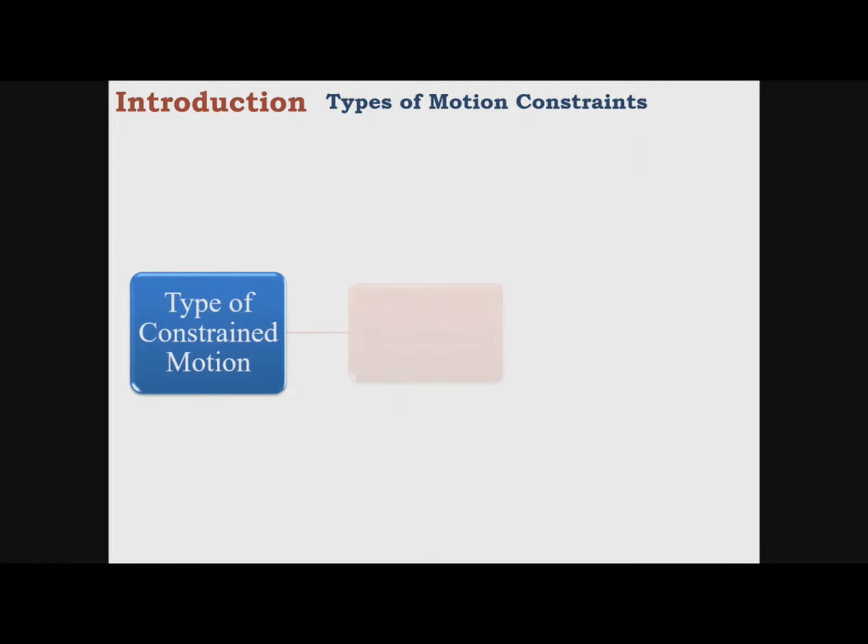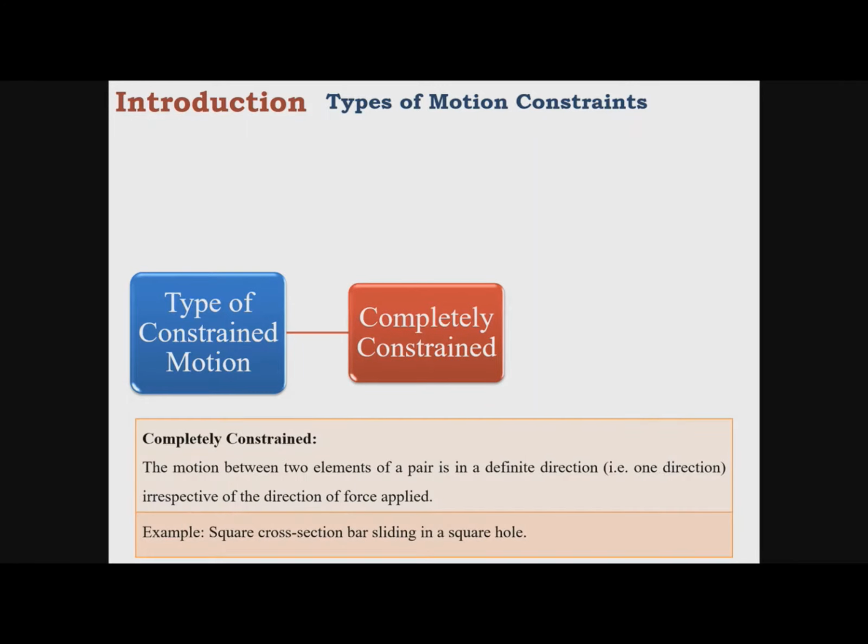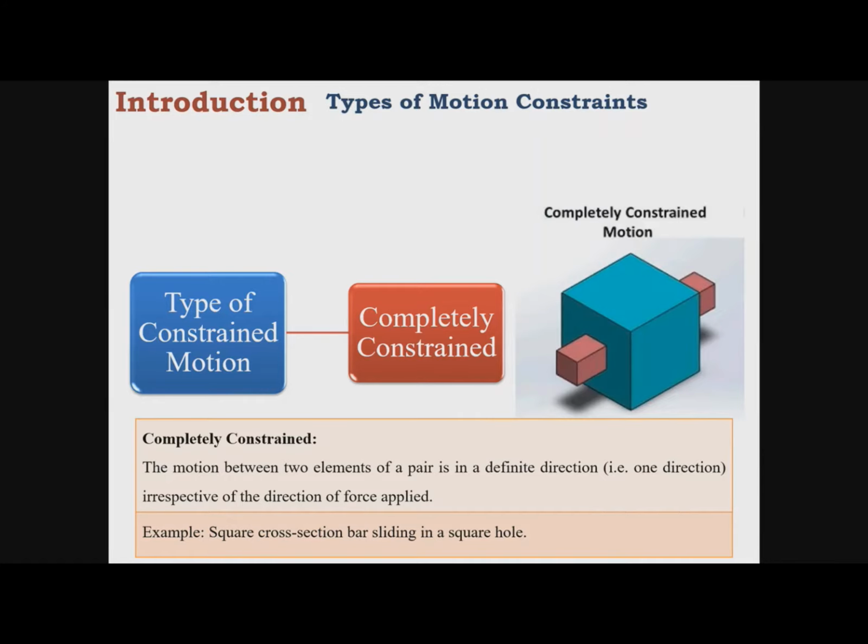So types of motion constraints. Completely constrained motion. The motion between two elements of a pair is in a definite direction, that is in one direction, irrespective of the direction of force applied. We have an example of a square bar sliding in a square hole. So it has only one motion, that is sliding motion. Rest other motions are constrained. Such a constrained motion is called as completely constrained.